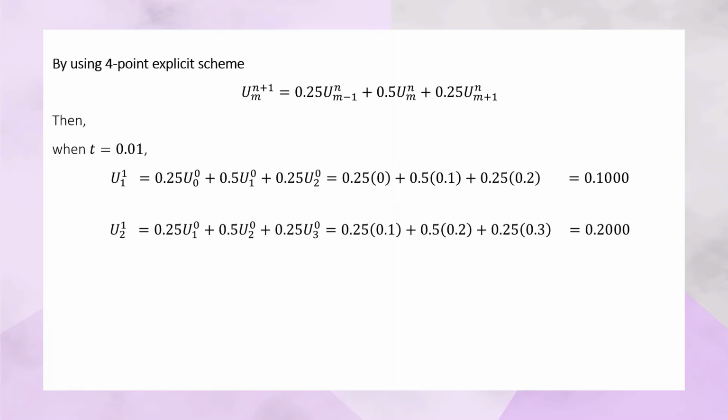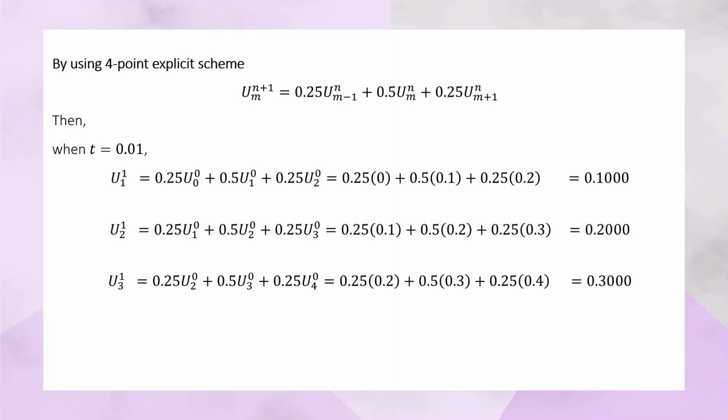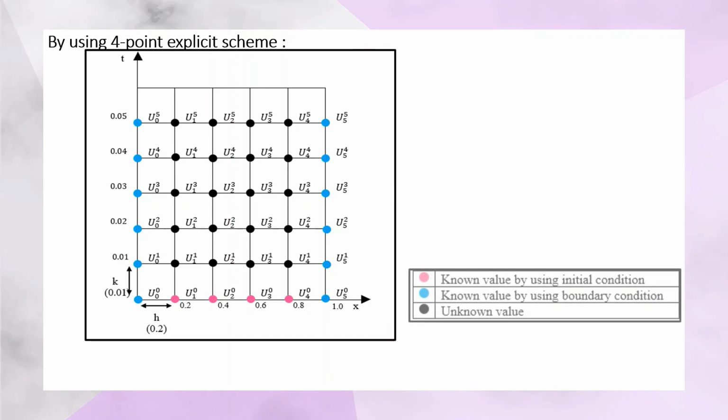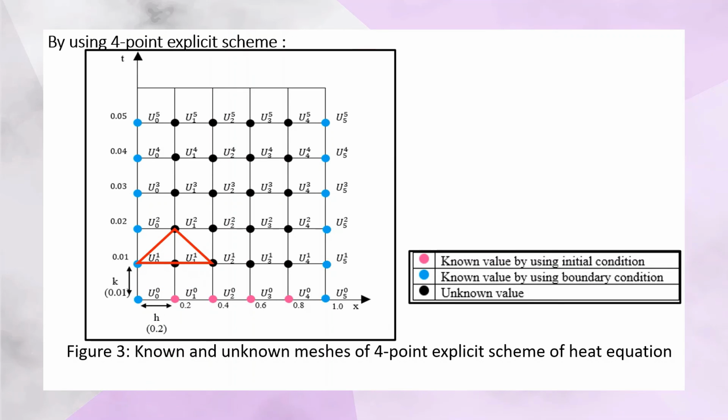The same method applies to the other 2 unknown points at t equals 0.01. After the calculation, the value of U31 is 0.3 and the value of U41 is 0.275. Next, let's find the value for U12 at t equals 0.02, where the value of M is 1 and the value of N is 1.